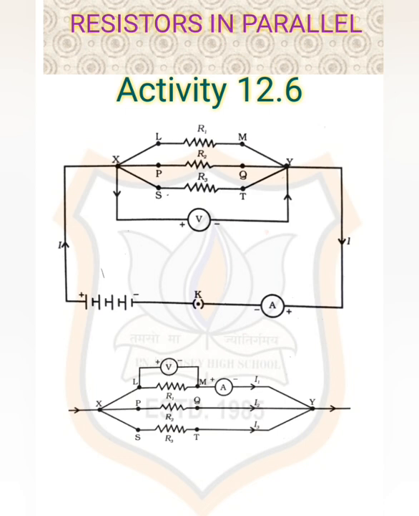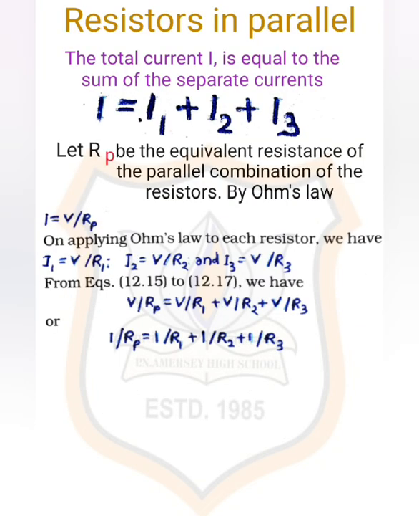Now we have to discuss some numericals regarding these parallel resistors. Before discussing the numericals regarding resistance in parallel, let us discuss the relationship of resistance in parallel. It is observed that the total current I is equal to the sum of the separate currents through each branch of the combination. That is, I is equal to I1 plus I2 plus I3. We have just proved this in the experiment.